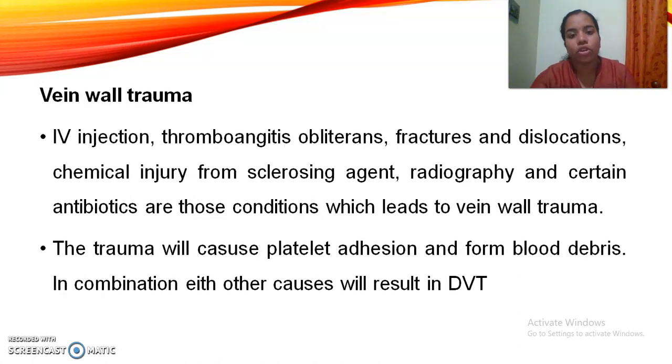In vein wall trauma, as you know, once there is trauma in the vein walls, that may lead to a thrombus or vein wall rupture, which may lead to platelet formation, and a blood clot will form, and that may get lodged in the deep veins, or it may travel into other parts of the body also.